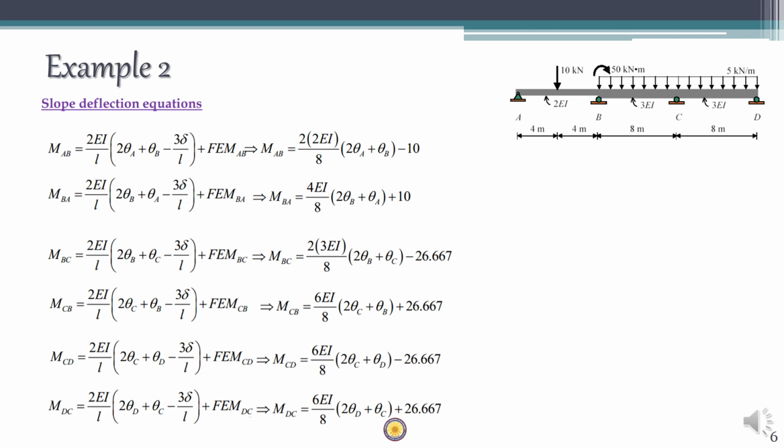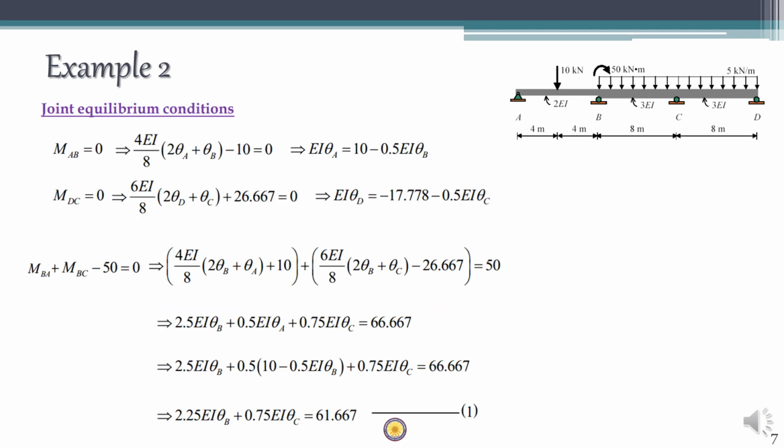If you write for MBA, it is going to be 2EI by L into 2 theta B plus theta A minus 3 delta by L, where delta is equal to delta A minus delta B, so that is 0. Everywhere the delta value is going to be 0 because there is no support settlement in the problem. However, theta B and theta C will remain, all the thetas will remain as unknowns. So you write down all these slope equations and keep them.